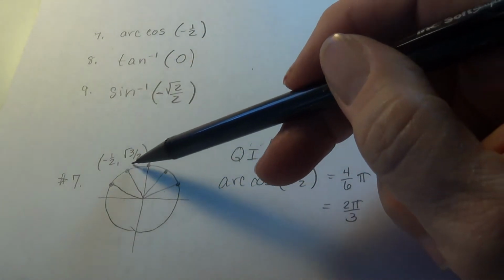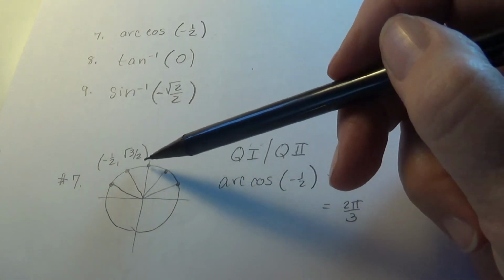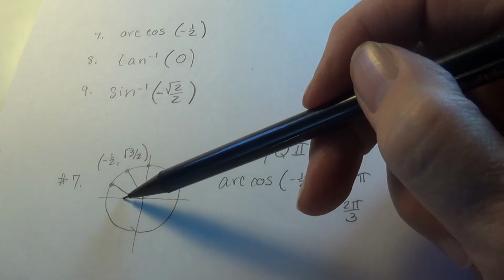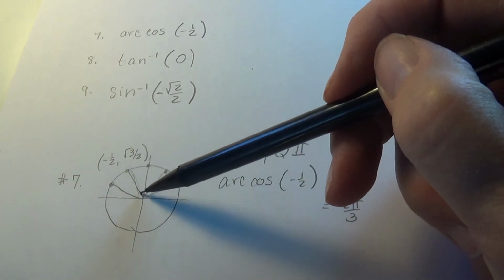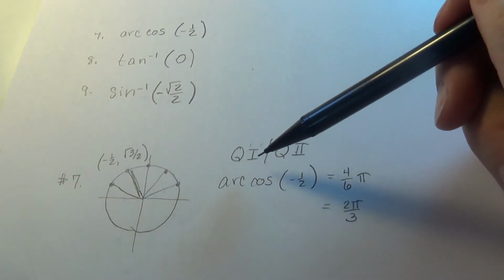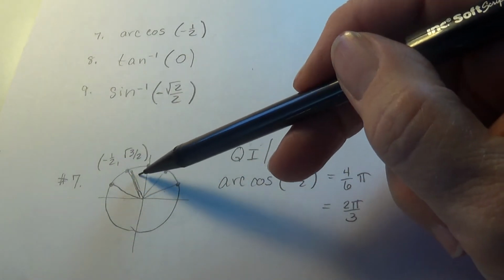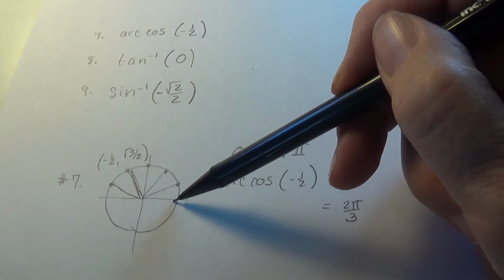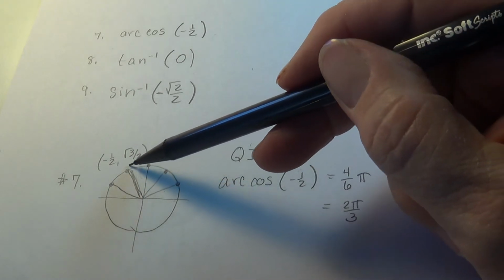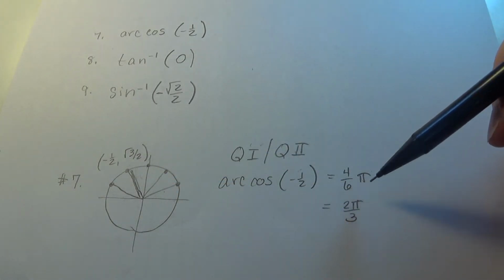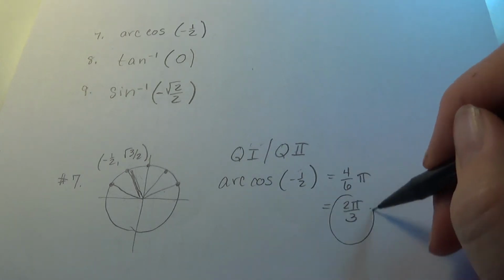And since it's negative, it must be in the second quadrant, because everything's positive in the first. So I found this point was back 1/2, negative 1/2, and up square root of 3 over 2. So I was interested in this one because the first coordinate is the cosine. So there it is. So now I need to know the value of that. So I count by sixths, 1/6 pi, 2/6 pi, 3/6 pi, 4/6 pi, which reduces to 2 pi over 3. That's all I'm looking for, that answer right there.